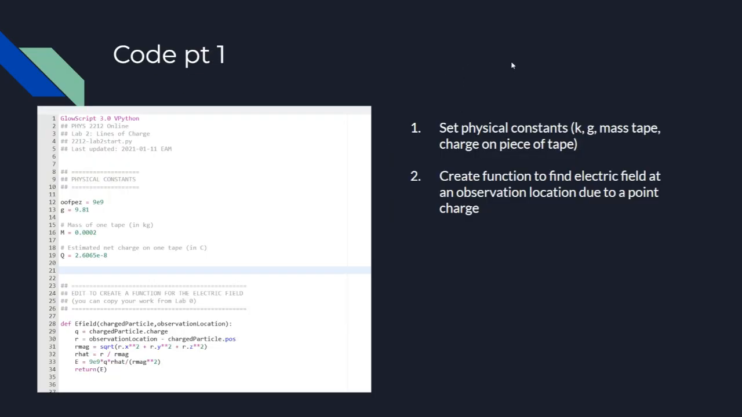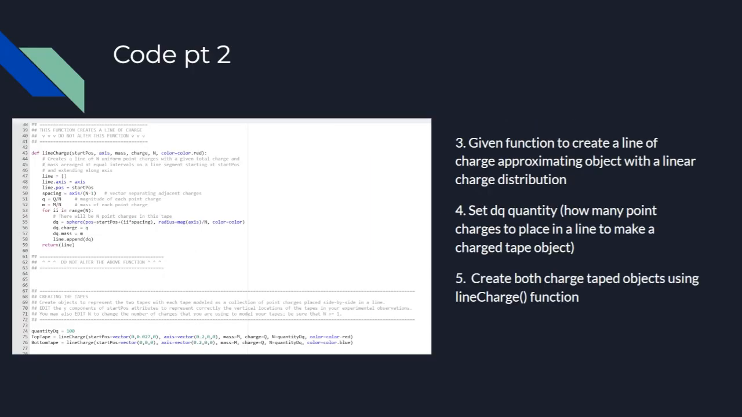This is the first part of my code. The first thing I did was set physical constants, including K, G, the mass of the tape, and the charge on each piece of tape. I then created a function to find the electric field at an observation location due to a point charge. I then used the given function to create a line of charge approximating an object with a linear charge distribution.